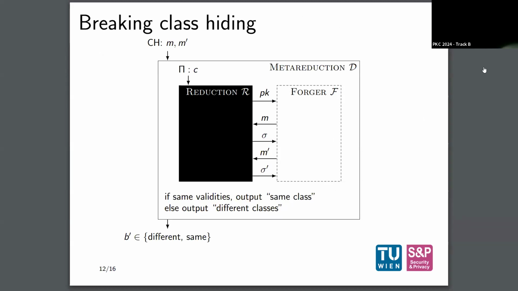That observation we can use to construct this meta reduction that gets a problem instance of class hiding, then just samples a problem for the reduction. It asks for the two messages, and it sees if the reduction can sign them or not. And that it does by simulating the forgery to the reduction. Exactly. So this is the very special case where these two sets align with classes.